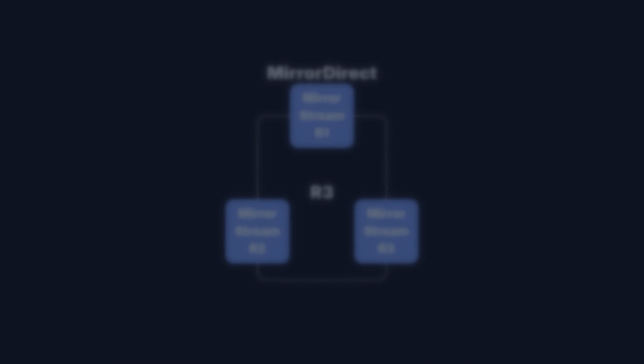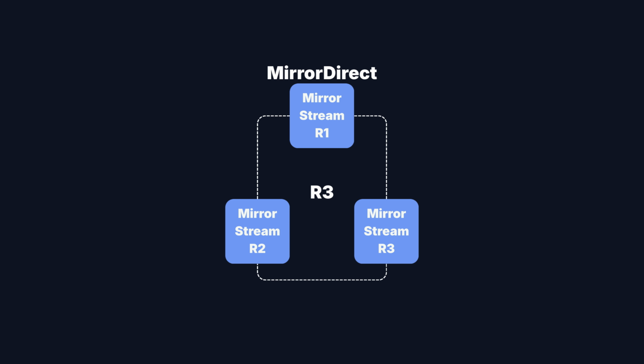You can also use mirrors for load distribution by enabling the Mirror Direct Stream attribute. With Mirror Direct, clients can read directly from the mirror replicas instead of being routed back to the origin. So you can spread read load across multiple replicas instead of hammering a single stream.